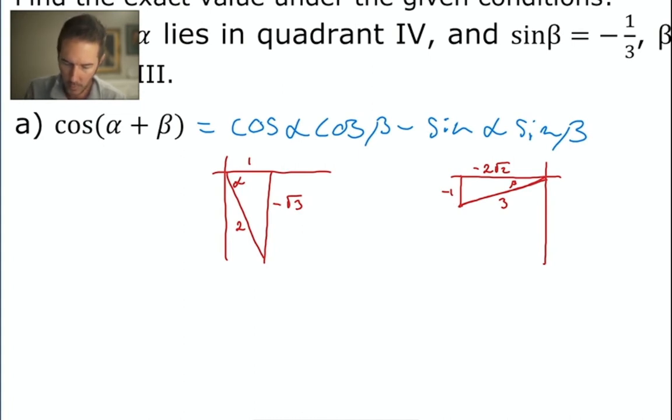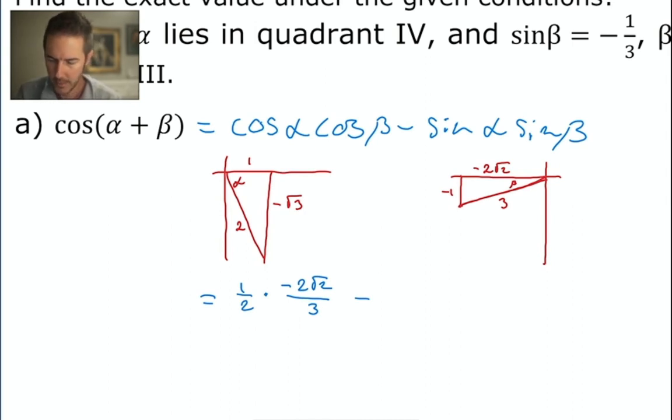Let's do this one. So the cosine of alpha is, oh, we were already told that's 1/2. That's nice. The cosine of beta, so that's adjacent divided by hypotenuse. So we're multiplying by -2√2 divided by 3 minus the sine of alpha.